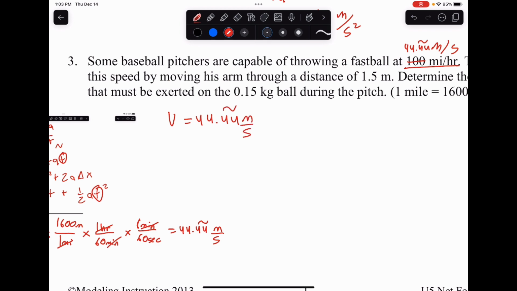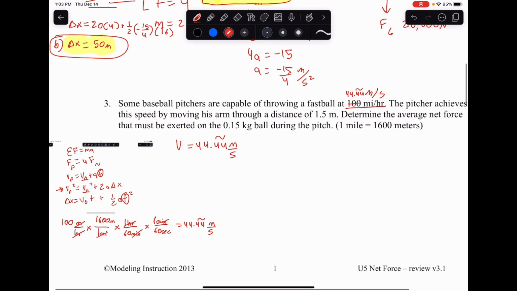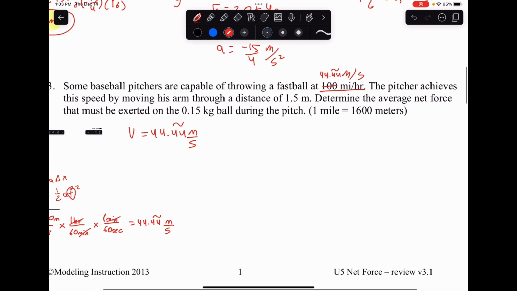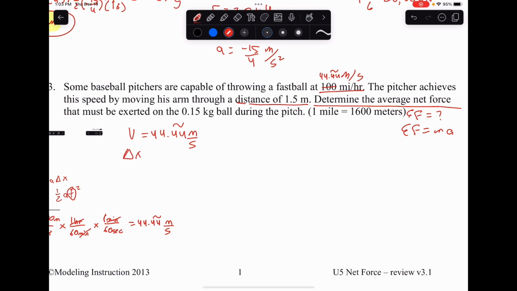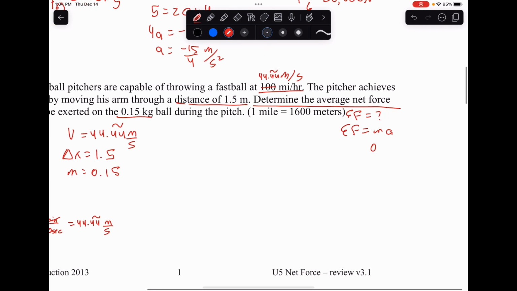meters per second. So sort of looking through this, honestly, without reading the whole thing, we can just see determine the average net force. So we're solving for total force equals question mark. And just the equation, mass, acceleration. So distance of 1.5 meters. Let's take delta x, 1.5. Now we have mass, 0.15. So mass equals 0.15. So we just need 0.15 times question mark.